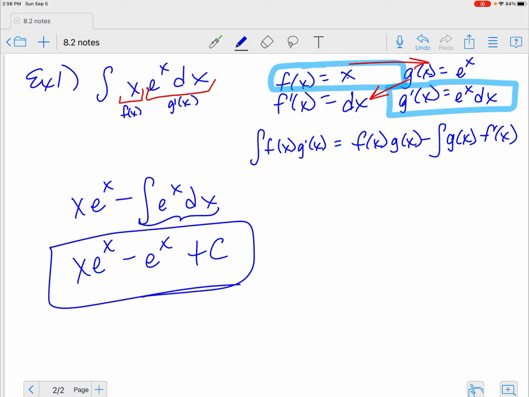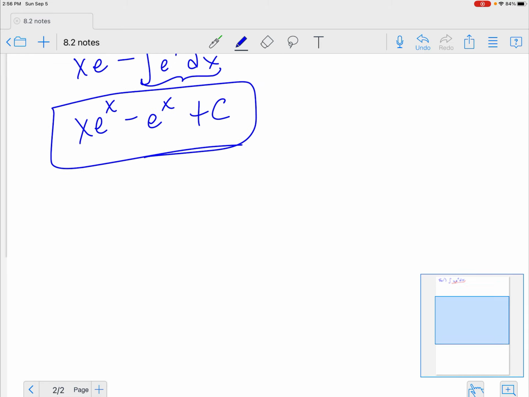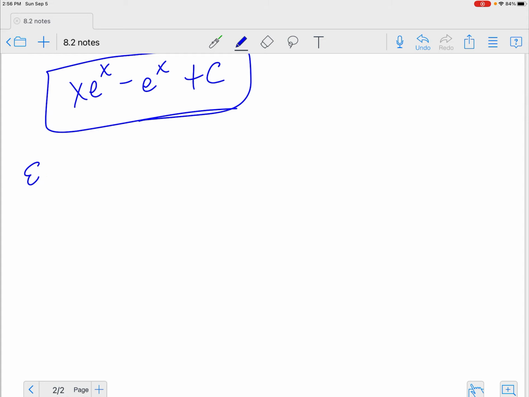All right, let's do some more. This practice makes an impact here, so let's do some more. Okay, I'm going to scoot this up a little bit. Let's look at example 2.